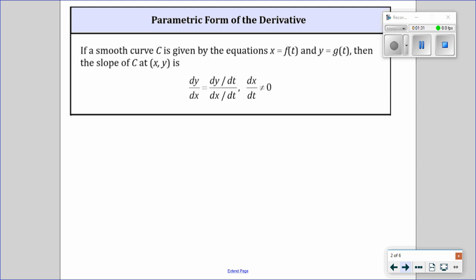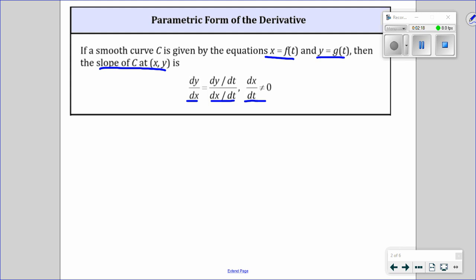To find the derivative given parametric equations, if we're given x equals f of t and y equals g of t, then to find the slope at a point, which would be the derivative or instantaneous rate of change, we know the slope of the tangent line to be dy over dx. With parametric equations, that equals dy over dt divided by dx over dt, as long as dx over dt does not equal 0. Where does that come from?